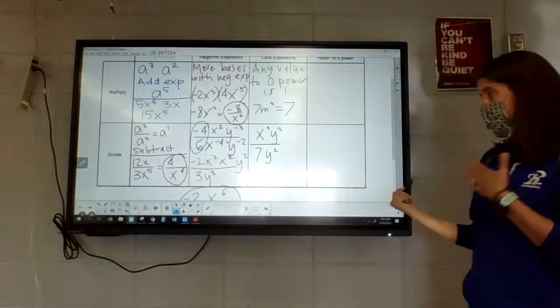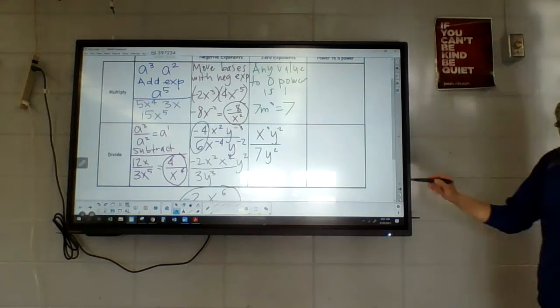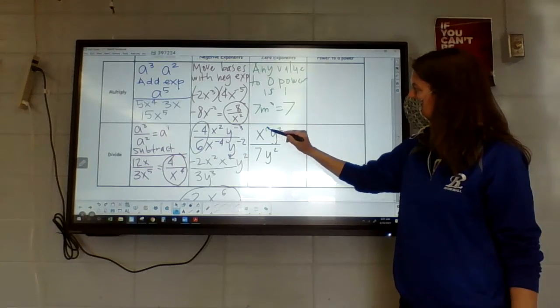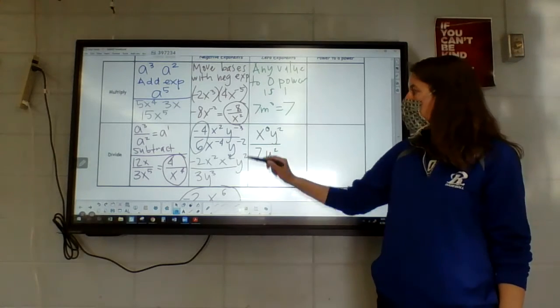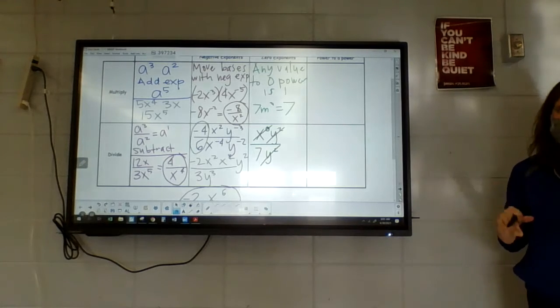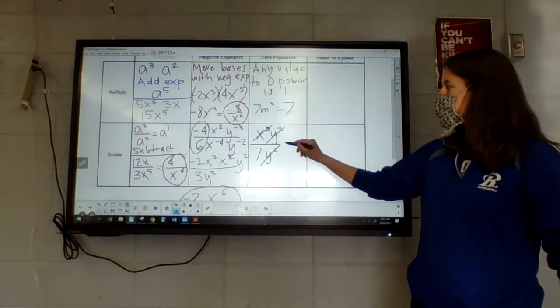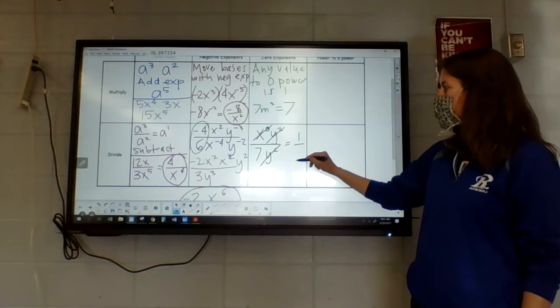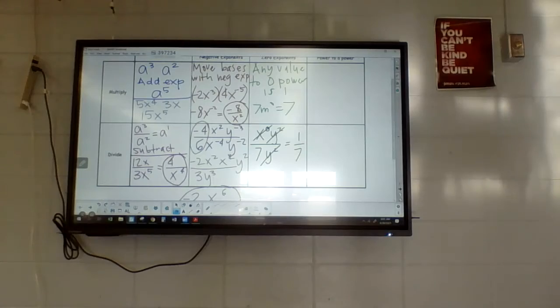So with division and 0 exponents, that x to the 0 is going to cancel, so that's gone. But these y's are also going to cancel too, because they're on the top and the bottom of the fraction. And so we're just left in this case with a 1/7. So just being careful that 7 stays on the bottom then.